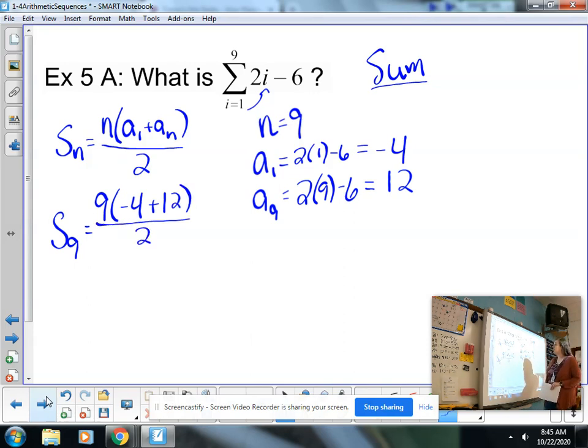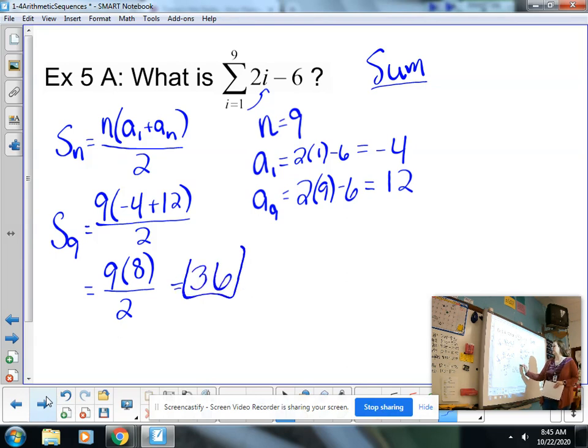You are allowed to have negative terms in your sequence. There's nothing saying that you can't have that, so it is okay that one of my terms is negative here. So -4 plus 12 is going to be a positive 8. So I have 9 times 8 divided by 2, which is going to equal 36. So the sum of the terms here is going to be 36. The sigma is equal to 36.